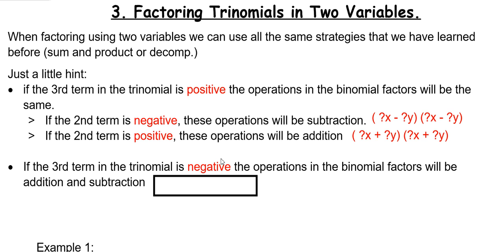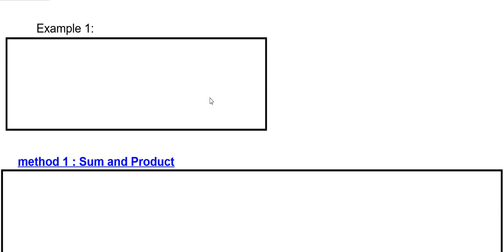Now, if the third term in the trinomial is negative, the operations in the binomial factors will be addition and subtraction. So I will have one of each, something x plus something y times something x minus something y. No matter what the middle term is, it might be negative, it might be positive, doesn't matter. You're going to have an addition and a subtraction. It's all good. Now, example number 1.